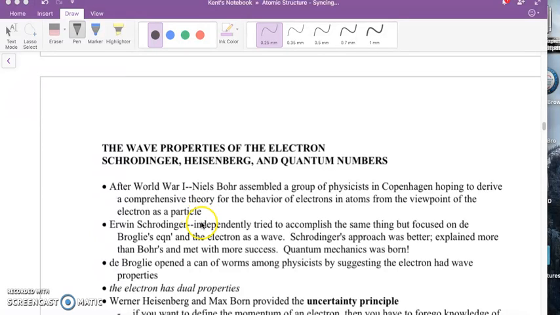So the electron essentially acts as both a wave and a particle all the time. Okay? So it has wave-particle duality. That's what we say.